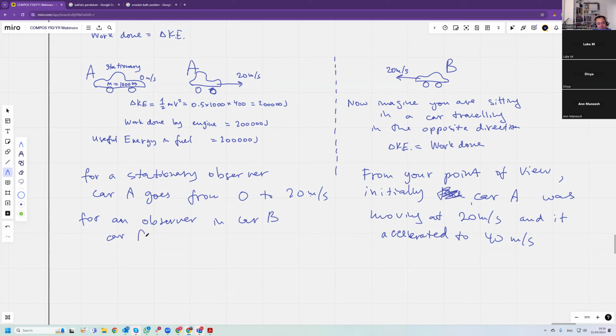For an observer in car B, car A goes from 20 to 40.